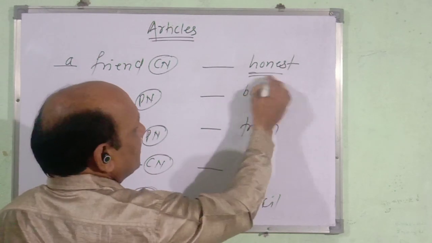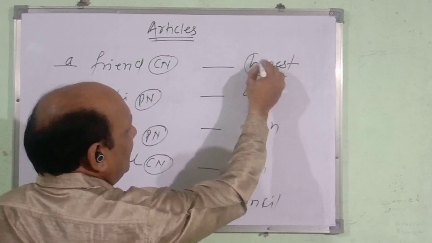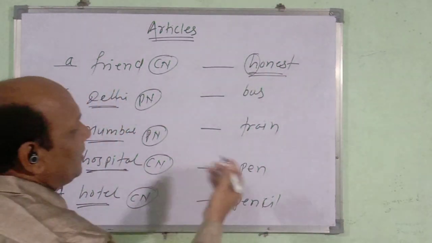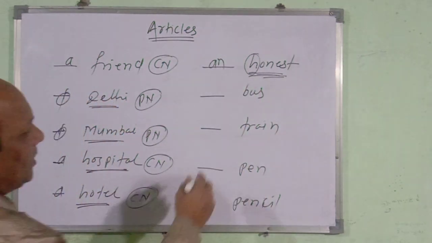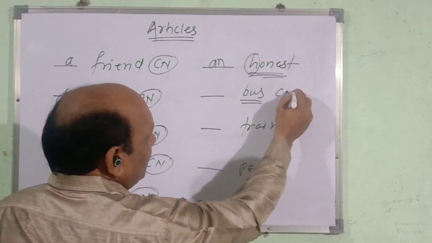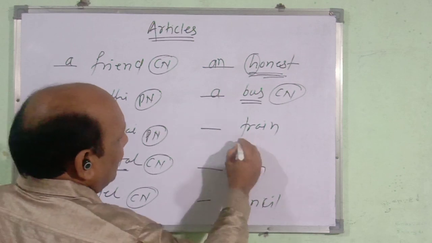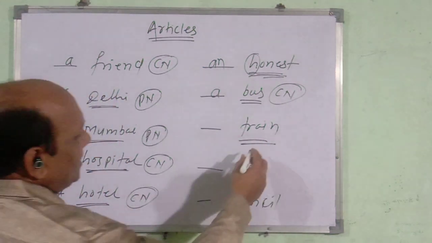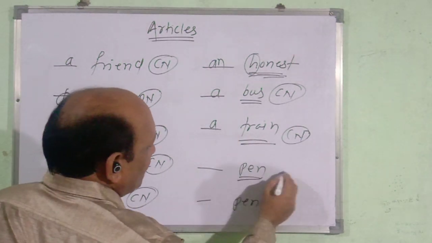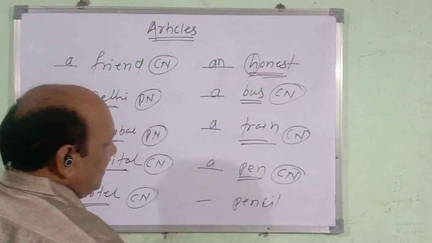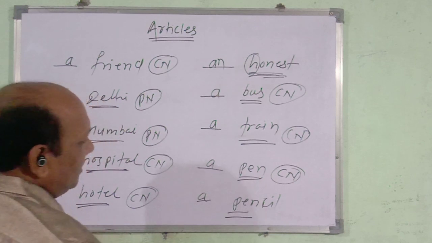Okay. Honest. Which word? That word begins with a consonant letter, but what is the pronunciation of this word? That one is the honest, with a vowel sound. That's why you have to use an article. Which type of bus? That one is the common noun, not a particular bus, so we have to use a article. Train is not particular, a common noun, so we use a article. Pen is a common noun, we use a article. Pencil, there is no mention of a particular one, so we use a pencil.